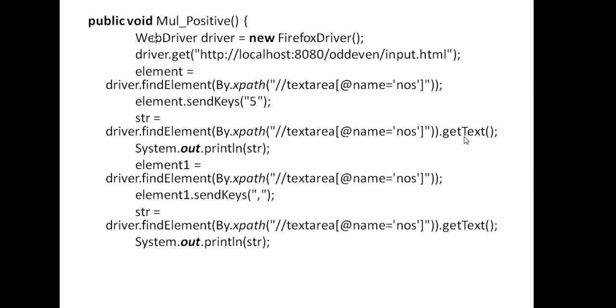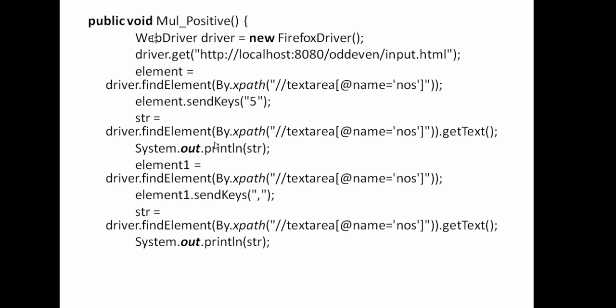Here I can use the getText method with this particular found web element, and I will check whether the value 5 that I have forwarded is correctly forwarded or not. I'm storing this getText value in the string variable str, and I'm printing that string on the console by using System.out.println.